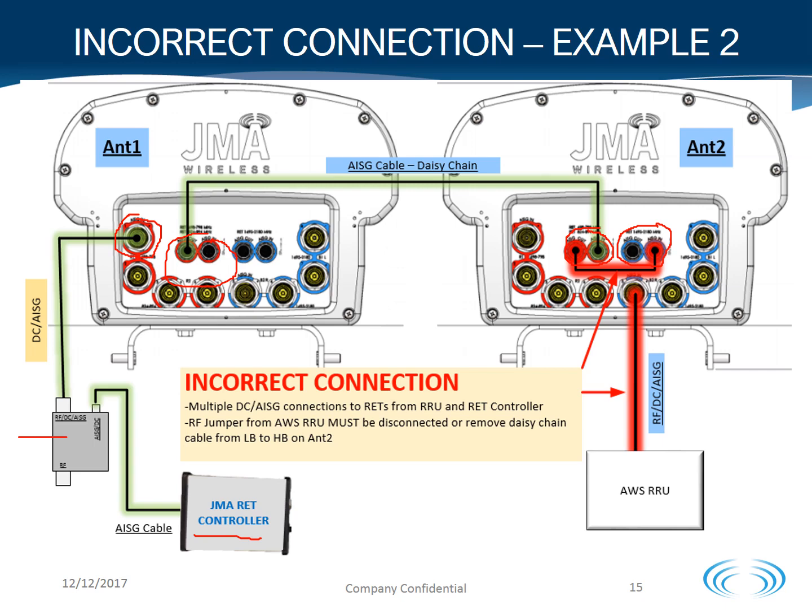you could run into a conflict if the AWS RRU is enabled and sending DC and AISG to antenna 2 on RF port 5. To correct this test diagram, either the RRU needs to be disabled and this RF jumper removed, or the daisy chain cable here of low band RET to high band RET needs to be disconnected.